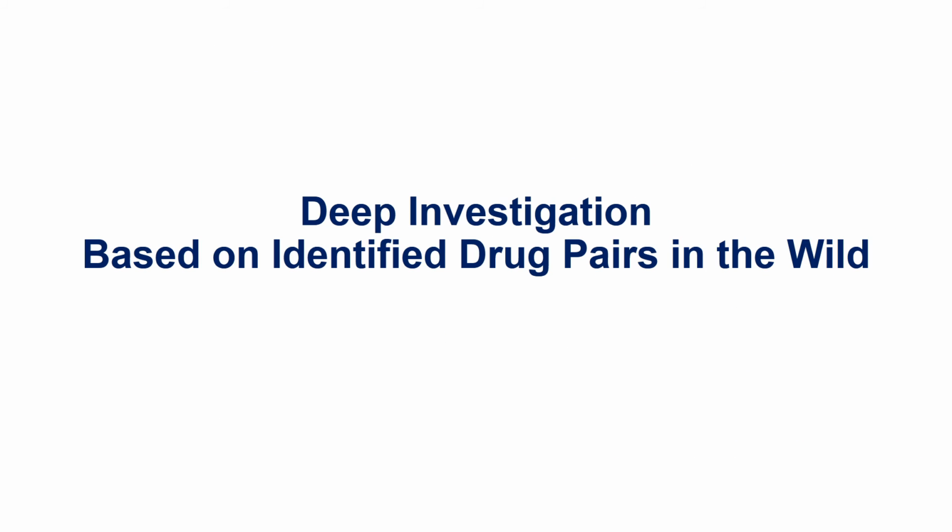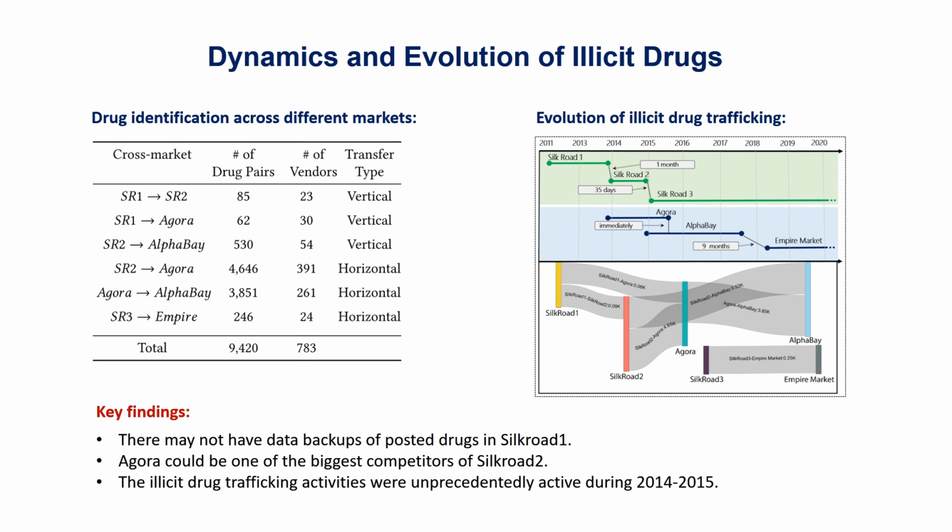To better understand and gain deeper insights into the ecosystem of illicit drug trafficking in darknet markets, we further apply our system for drug identification across different markets in the wild. And we have 3 key findings. The first one is there may not be data backup of posted drugs in Silk Road 1 market. The second one is Agora could be one of the biggest competitors of Silk Road 2 market. The last one is the drug trafficking activities were really active during 2014 to 2015.